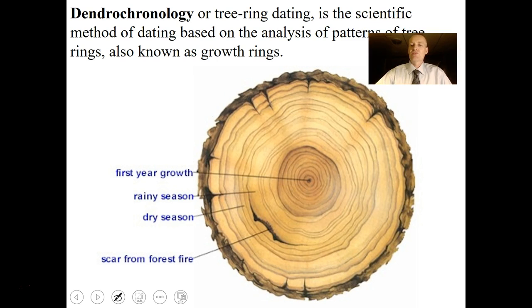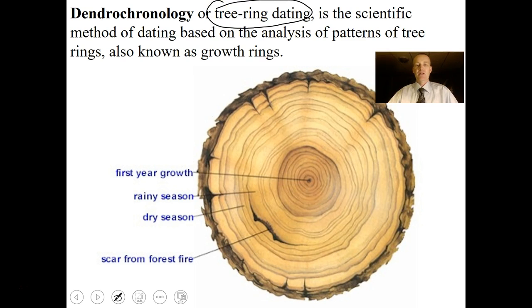Dendrochronology is kind of an interesting science. It's basically using tree rings to date things, and there's a great scientific method to that. We have thousands and thousands of years worth of tree rings in museums where we can understand what the weather was like thousands of years ago.